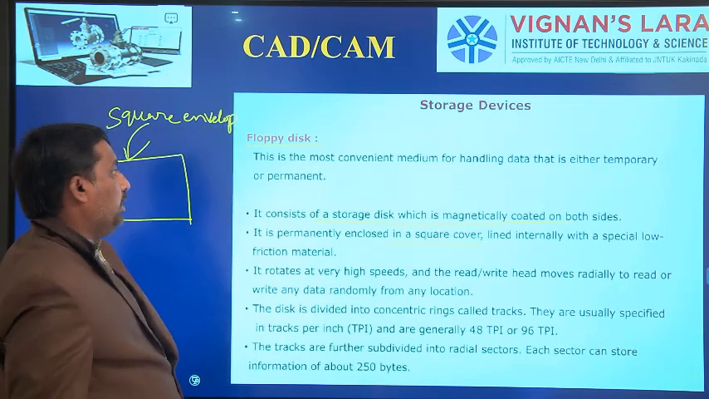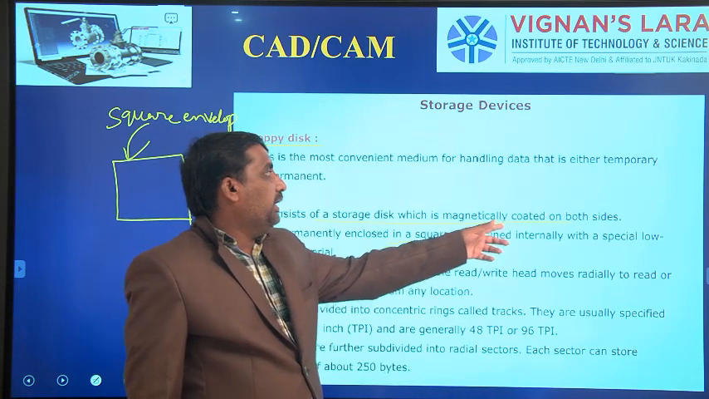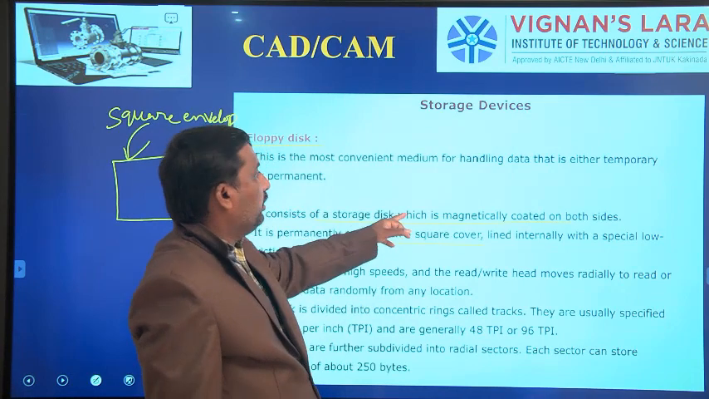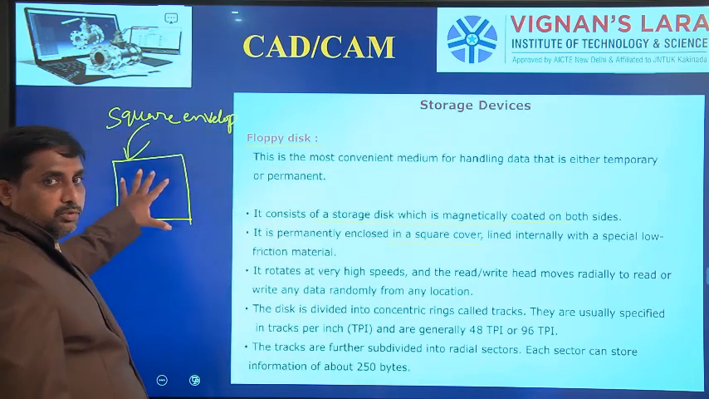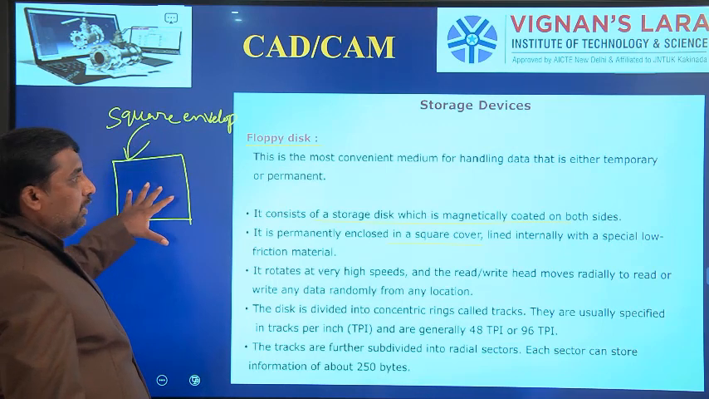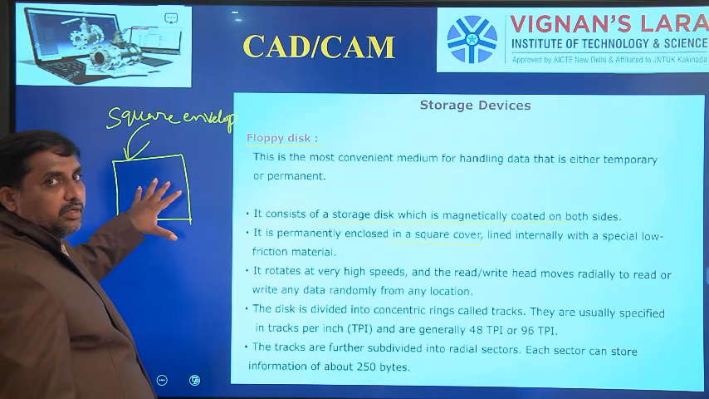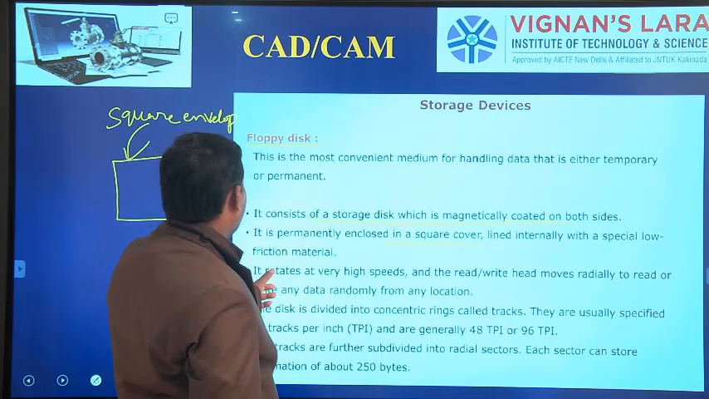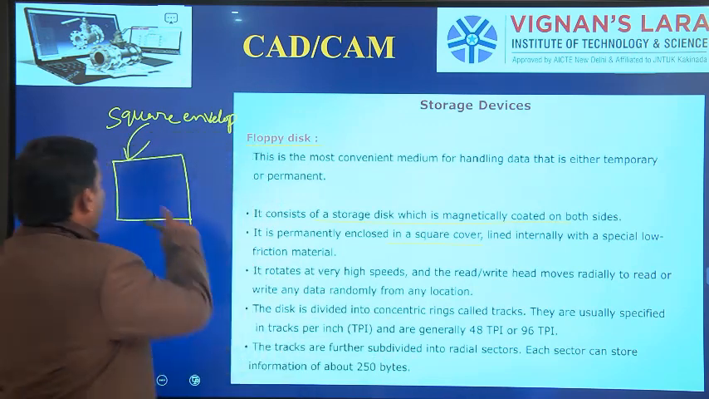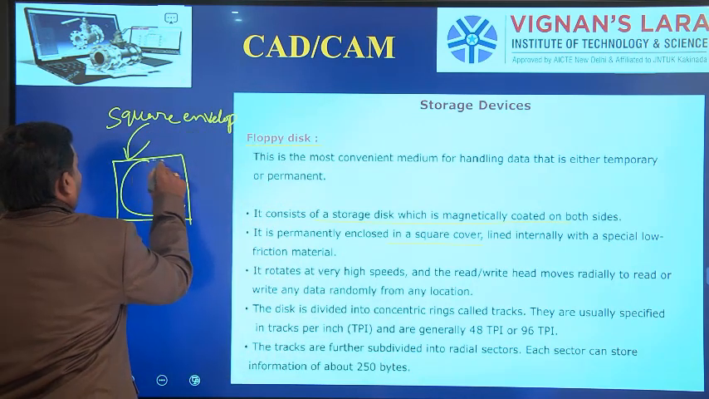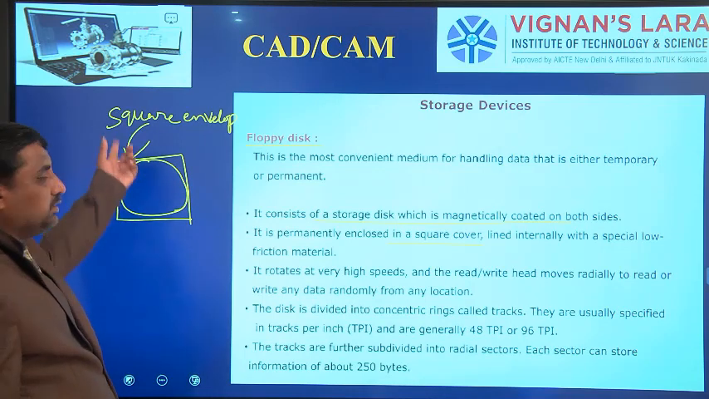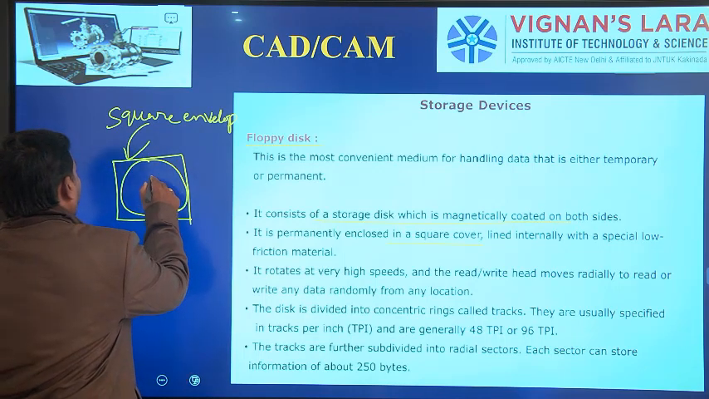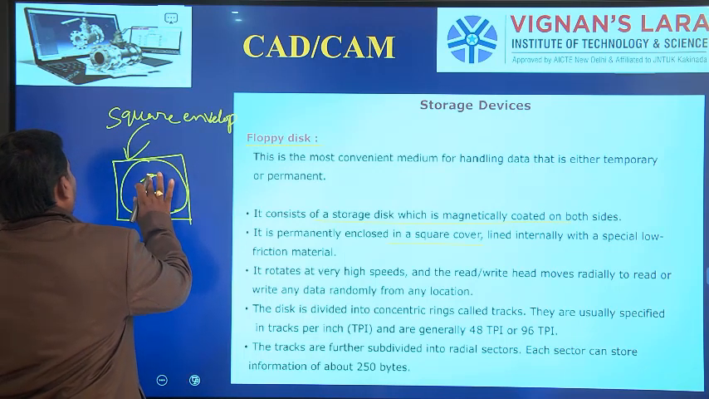Within this square envelope we provide a magnetically coated storage disk on both sides. So that storage disk we are inserting within the square envelope, and it is magnetically coated on both sides, front and back. Next, it rotates at very high speeds. That magnetically coated disk rotates at high speed. It may be a smaller one also.